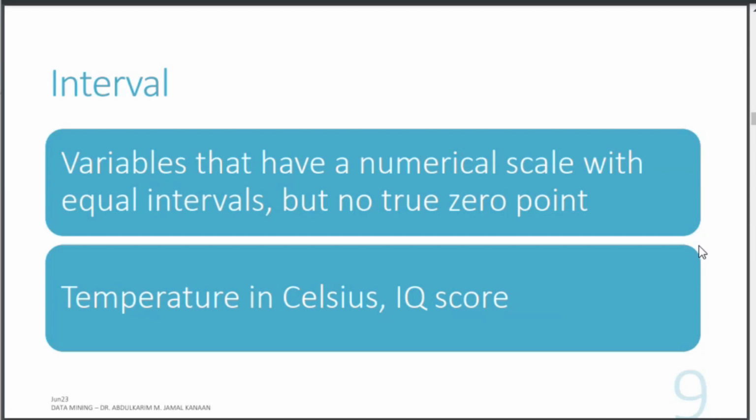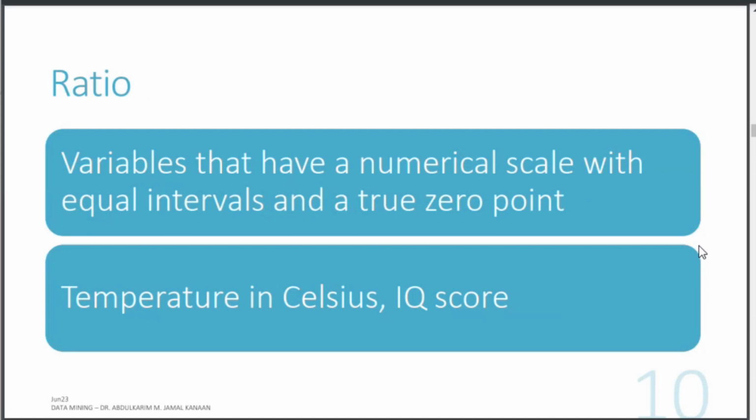So Celsius doesn't have true 0. This is why we call it interval. Same for Fahrenheit. But there's another temperature scale called Kelvin. That one has true 0. So if you are working on a data set which has temperature in Kelvin, then that one doesn't suit interval. Okay? Good?